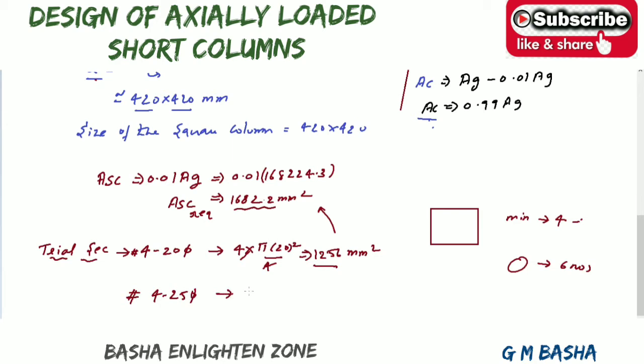If you simplify in the same way, 4 into pi d square by 4, you will get 1962.2 mm square. Okay, so this value is higher than the area of the steel required. So therefore this value suits here. So therefore, you can provide 4 bars of 25 dia.